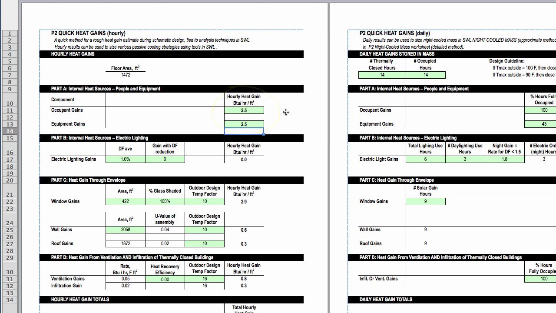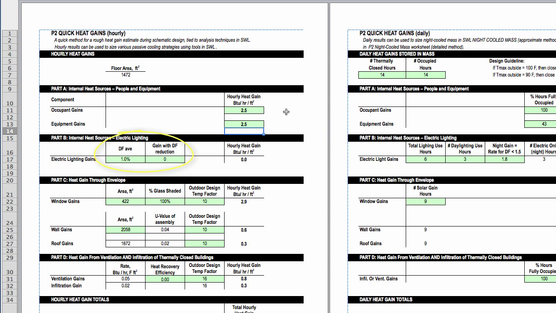Next we'll look at electric lighting heat gains. In part B we look at electric lighting, which is based on the type of lighting system installed, the levels of illuminance, and the hours of occupancy. If daylighting is used along with smart lighting controls, then this can save significantly on electricity, and so therefore also on the amount of heat gain coming from the electric lights.